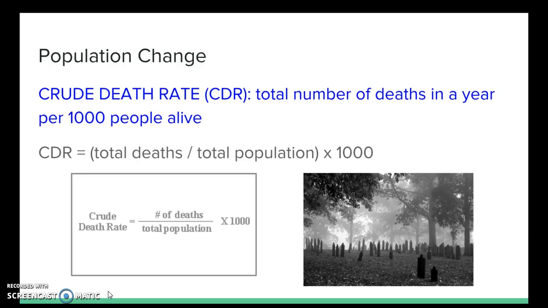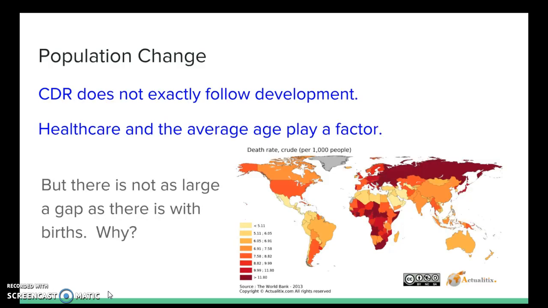Another connection here is crude death rate. And crude death rate isn't looking at any specific age group. It's not asking if it's elderly people that are dying or middle-aged people or infants that are dying. It's just total deaths in a country's population. And so when you're looking at this, you calculate it the same way that you would calculate the crude birth rate. Though the pattern in the world is not the same. It's not exactly lined up with development.